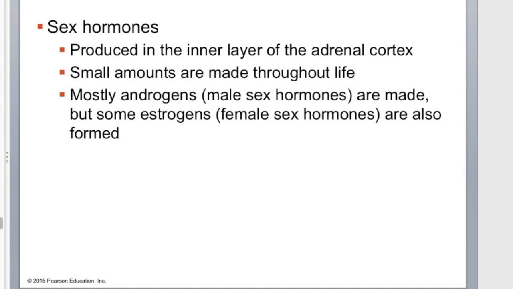Moving on, we've got our sex hormones. They are produced in the inner layer of the adrenal cortex, and they make small amounts. This is not large. You go through puberty, you have your big spikes of your hormones, androgens and estrogens, but as you move throughout life, it's only small amounts that are made. So they are your androgens and your estrogens, female and male sex hormones.